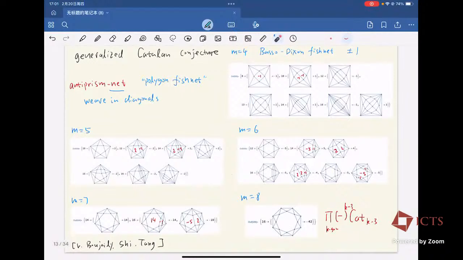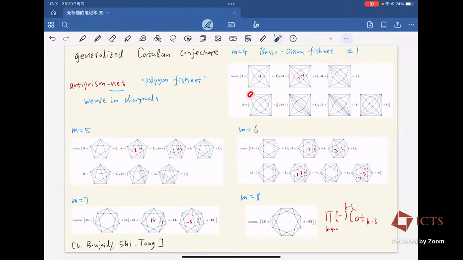And there's one more thing that we found very, very recently, that the antiprism can be generalized. There's a common generalization of so-called fishnet graphs and antiprism graphs. So if your antiprism graphs start with this foregone case, the m equals 4 case, you start to weave in these diagonals, increasing the loop order. You can weave in more diagonals, and so on. This is literally the so-called Basel-Dixon fishnet graph.